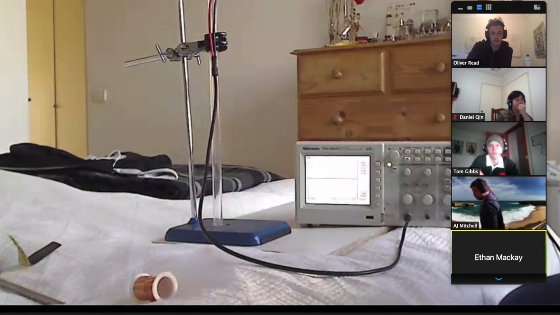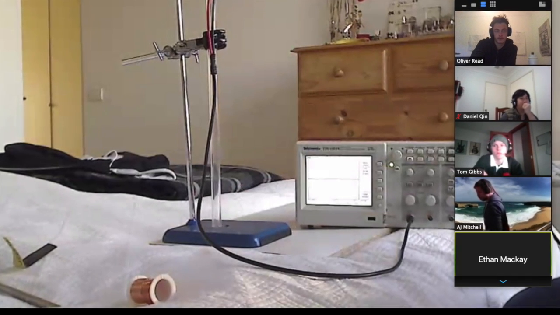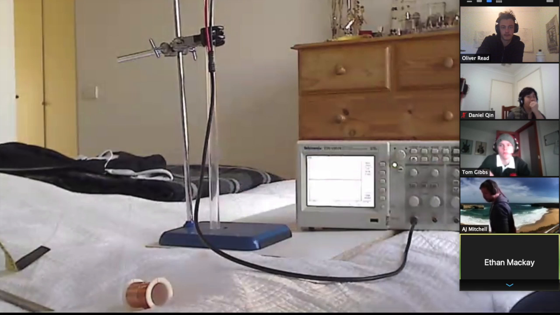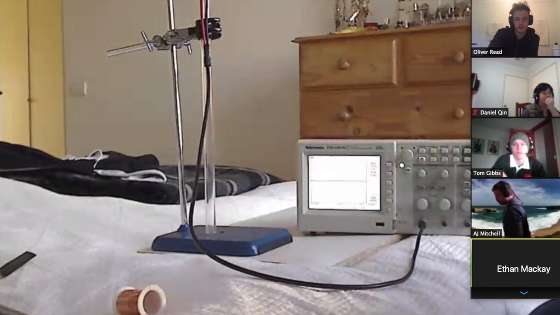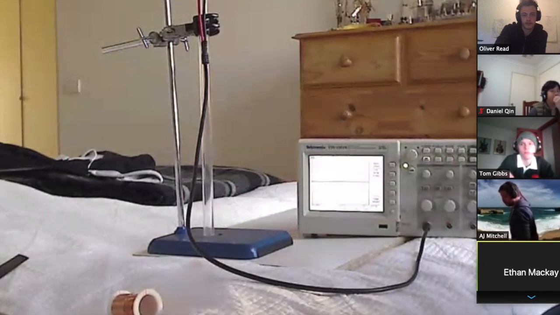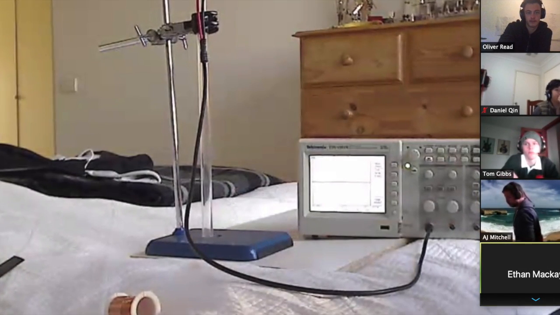We decided the copper wire could be used as a coil around the tube, with the tube held upright by the retort stand. Doing this meant the magnet could be dropped down the tube and passed through the coil. Each end of the coiled wire was connected to the oscilloscope via alligator clips.